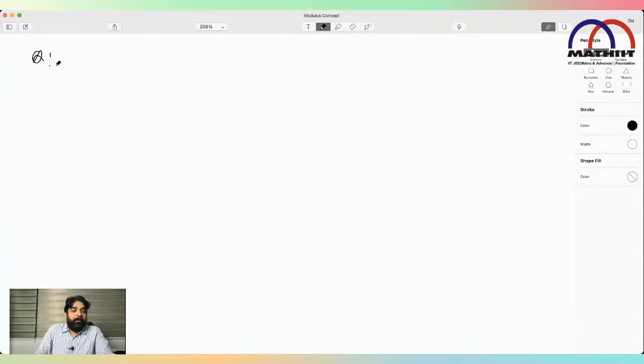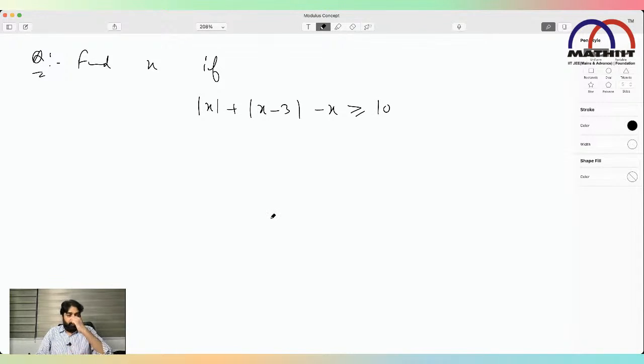Suppose this question is coming. Find X if mod of X plus mod of X minus 3 minus X greater than equal to 10. This question is coming, so think very carefully. What exactly should we do? Again, making cases will solve the question.